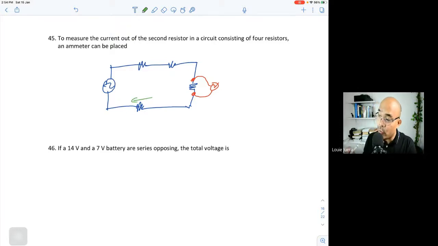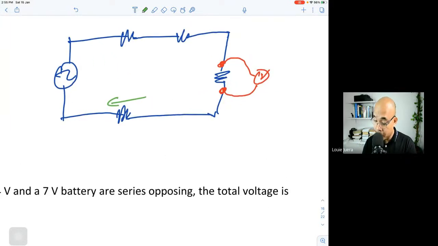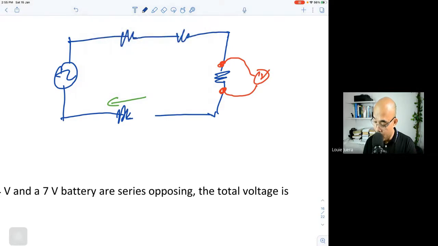In order for you to connect an ammeter to measure the current for this particular load here, you are going to connect this one in series. So basically, you're going to remove a portion of this, and then you are going to connect the ammeter here. You're going to connect the ammeter in series with the load that you are trying to measure.